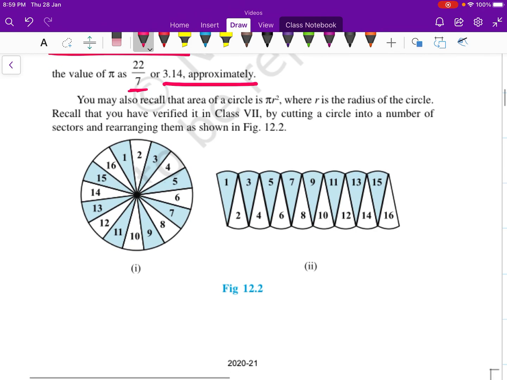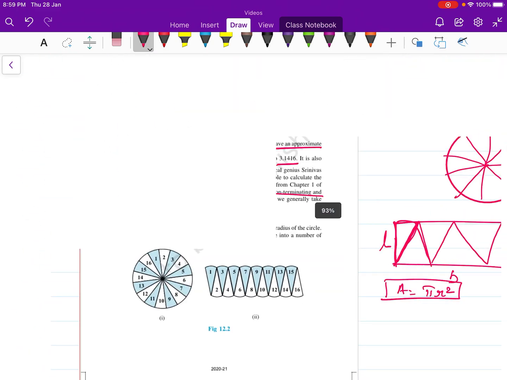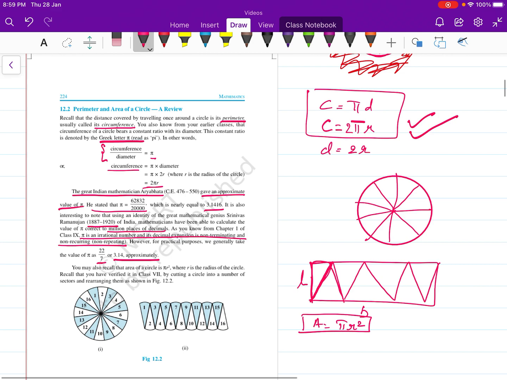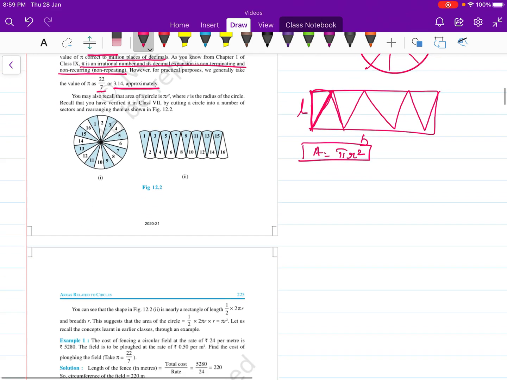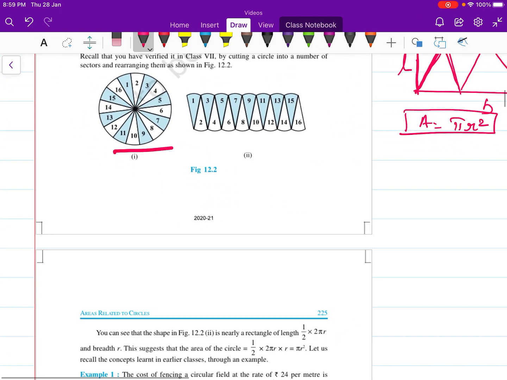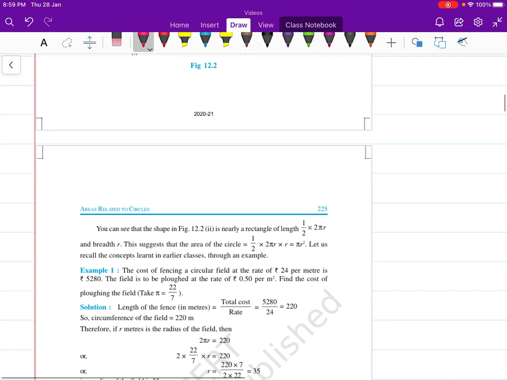Recall that you have verified in class 8 by cutting a circle into a number of sectors and rearranging them. So, did you understand? The perimeter of the circle is given by the formula C is equal to pi d and C is equal to 2 pi r. Now talking about the area, as shown in the figure, the given circle is divided into 16 parts and when you rearrange them in this way, it is approximately a rectangle.